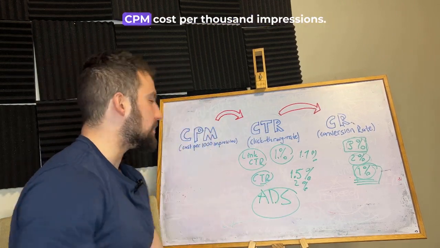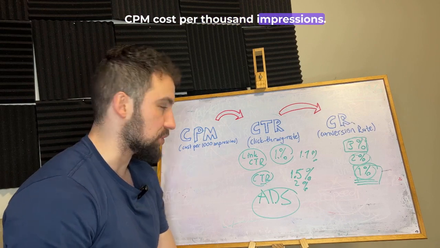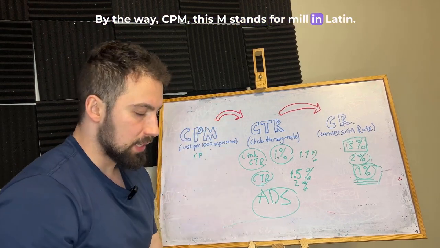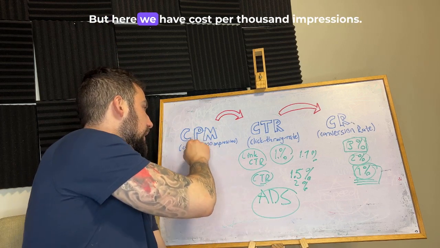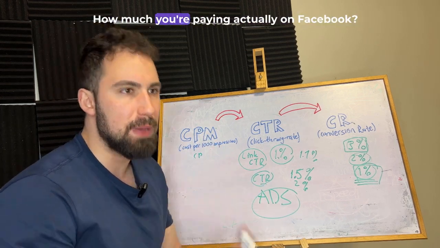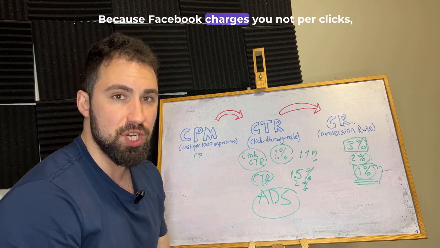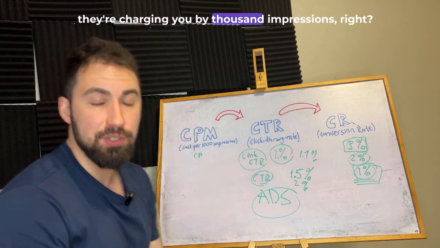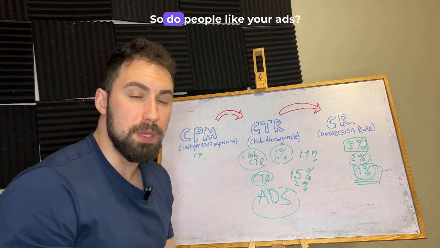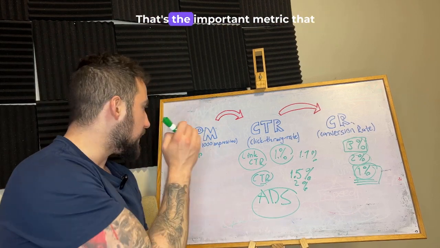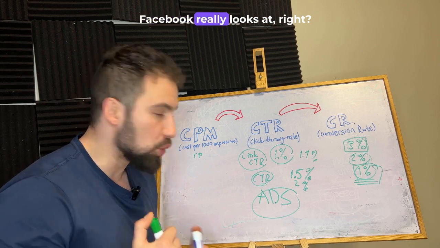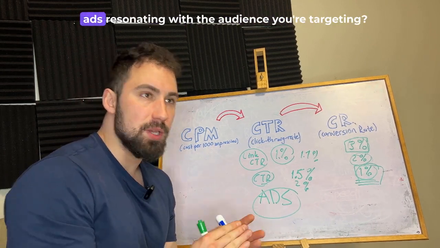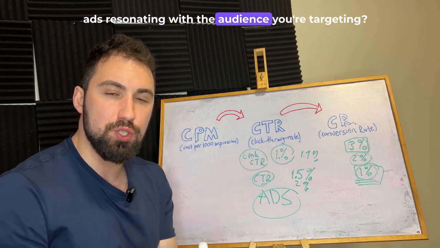We're going to look at the CPM, cost per 1,000 impressions. By the way, the M stands for mil in Latin, but here it means cost per 1,000 impressions. It's how much you're actually paying on Facebook, because Facebook doesn't charge you per click. They're charging you per 1,000 impressions, right? So do people like your ads? That's the important metric that Facebook really looks at. Do people like your ads? Or are your ads resonating with the audience you're targeting?